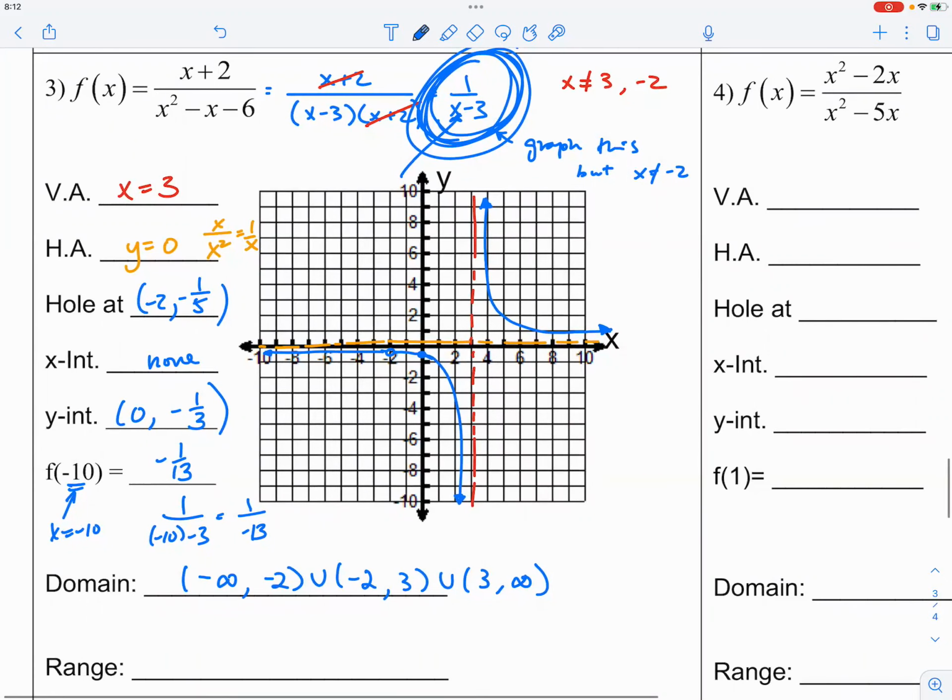And for our range, it would be from negative infinity to negative 1/5, because there's a hole right there, and then keeps on going all the way to 0 because we don't have any x-intercepts here, and then from 0 to infinity.